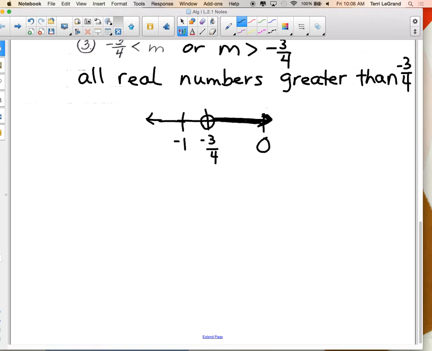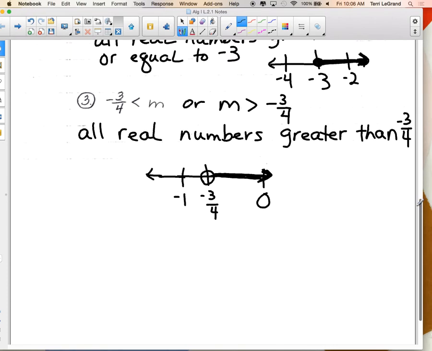And then we're going to use 0 to see if it makes the statement true even before we switched it over. Is -3/4 less than 0? Yes. Is 0 greater than -3/4? Yes, it is. Okay.